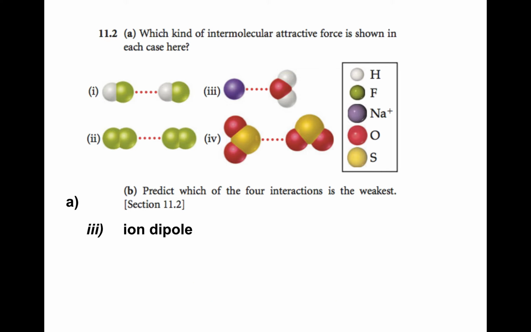With 3, you've got a positive cation, and you've got the negative side of water interacting with the positive cation. We call this an ion-dipole attraction. So this would be a strong attraction because you've got a positive thing attracted to the negative side of water.